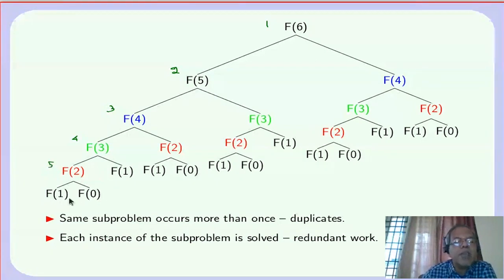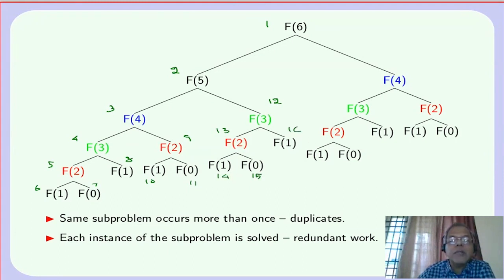These are base cases. f of 1 will return 1, f of 0 will return 0. So this is the 6th call, this is the 7th call, this is the 8th call, this is the 9th call. F of 2 is equal to f of 1 plus f of 0. They are base cases. This is 10, this is 11. Okay, then this is the 12th recursive call. F of 3 is equal to f of 2 plus f of 1, therefore this is 13. F of 2 is equal to f of 1 plus f of 0. They are base cases, 14 and 15.